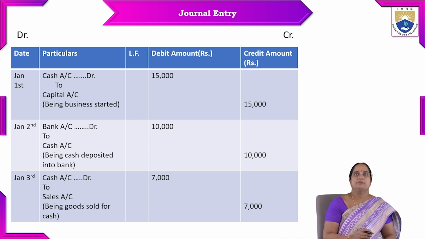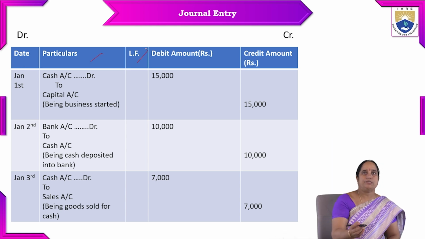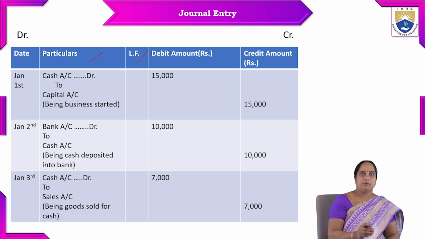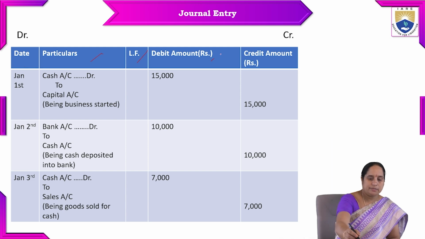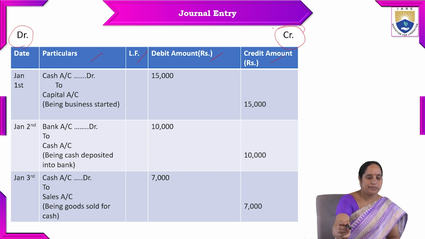So based on those transactions, I'm going to enter those transactions in the book of primary entry, which is also known as journal. A journal consists of 5 columns. The first one is the date column, second particulars, third ledger folio, which indicates the page number of the ledger in which the particular transaction is recorded, next debit amount, credit amount. So every entry has two sides, debit and credit.